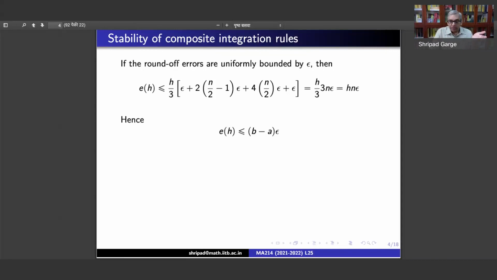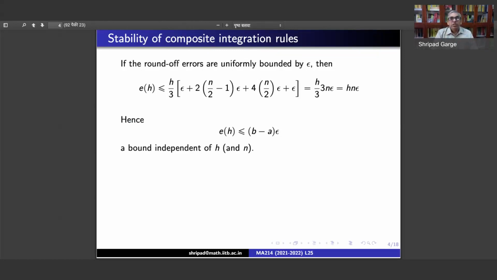We have found a bound which is independent of h. It's a bound which is independent of n. The accumulated error due to rounding off of the values of the functions is less than or equal to (b minus a) epsilon, where epsilon is the bound on the rounding off errors. So if you know that the function values can differ only by some margin, then the total error is that margin into the length of the interval.